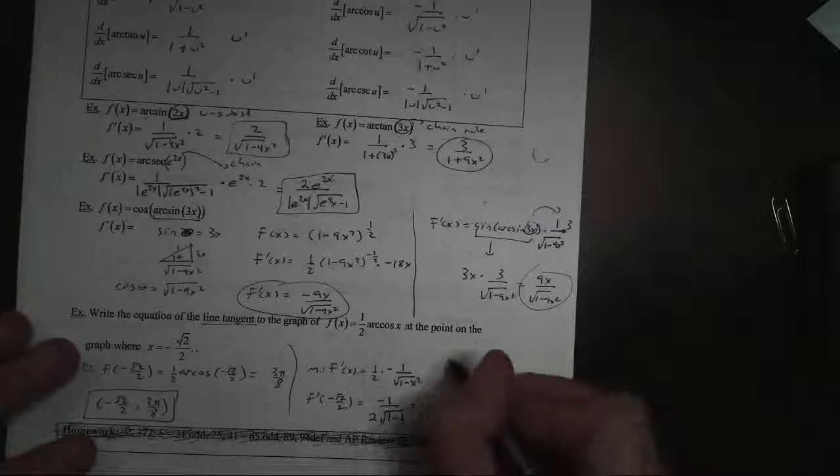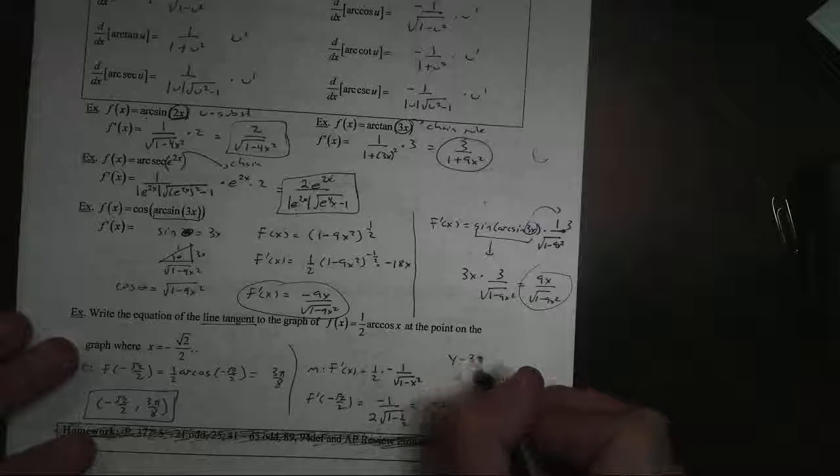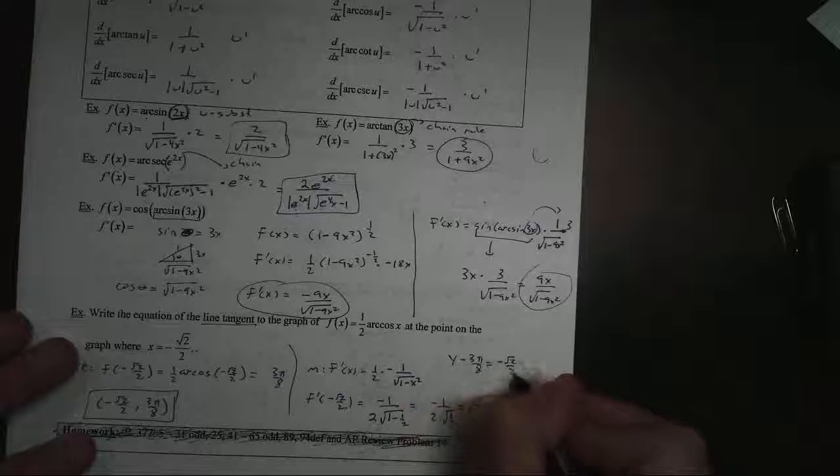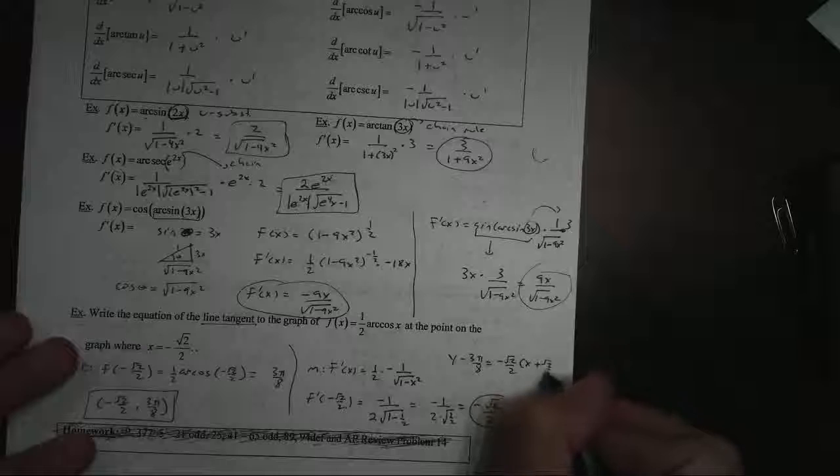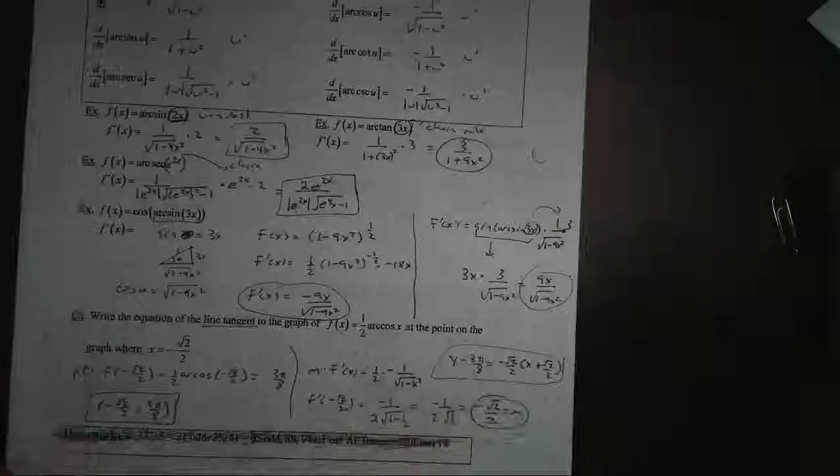So our tangent line: y minus 3 pi over 8 equals negative root 2 over 2 times x plus root 2 over 2. Don't be a hero, leave it alone.